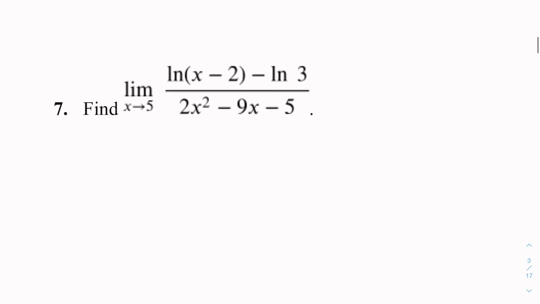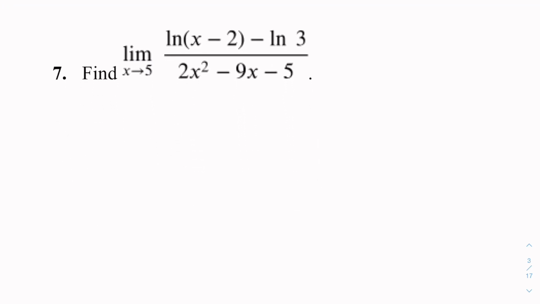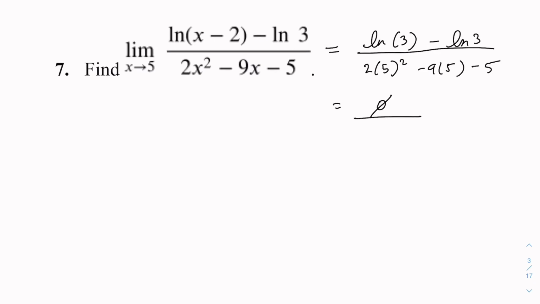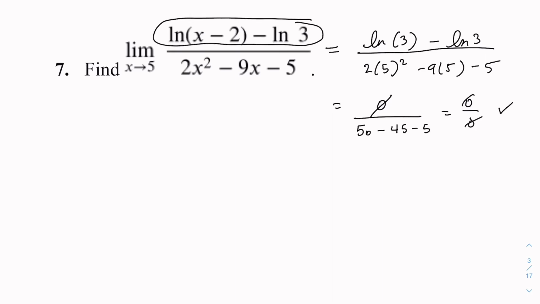Okay, just a couple more. Try this problem with me. So when we plug it directly in, we'll get ln of 5 minus 2, which is 3, minus ln 3, all over 2 times 5 squared minus 9 times 5 minus 5. The numerator immediately collapses. That's clear. 5 squared is 25 times 2, that's 50, minus 45 minus 5, which, doing the math, gives me 0 over 0. So what shall we do? Again, factoring doesn't work. We have logs involved, so our only option here is to apply L'Hopital's.